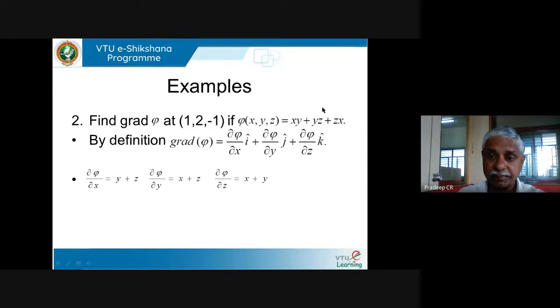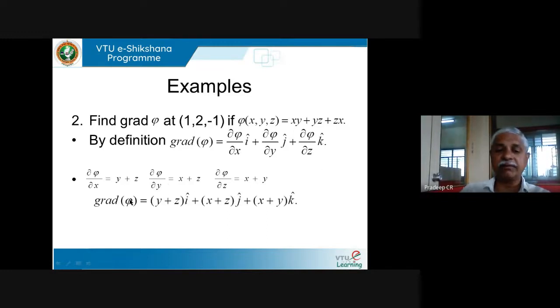Similarly, differentiating with respect to y, I'll get x plus z. This term will be 0. If I differentiate with respect to z, then xy is constant, and I'll get y plus x, which is the same as x plus y. That's okay. So these are del phi by del x, del phi by del y, and del phi by del z. Grad phi is nothing but this, so I substitute these in and get (y plus z) i plus (x plus z) j plus (x plus y) k.